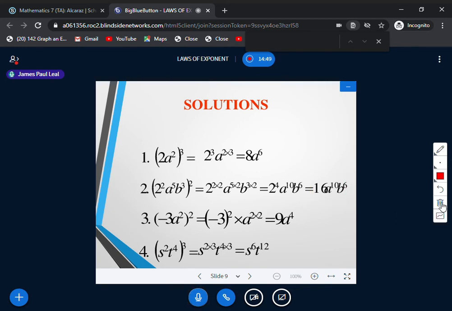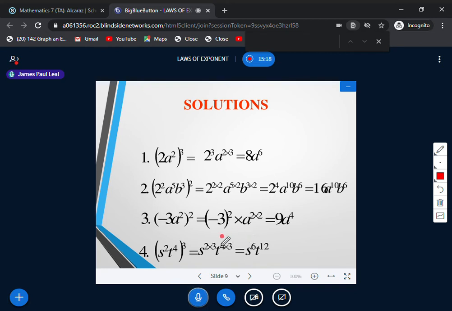Okay. Another example, we have here negative 3a squared, then raised by 2. So we have here this one. All you have to do is multiply the exponent into it here. Okay? So this is negative 3. So you will be having here negative 3 squared times a squared. Copy lang po a squared. And then you have to multiply the 2. So that's why you have here 2 times 2.